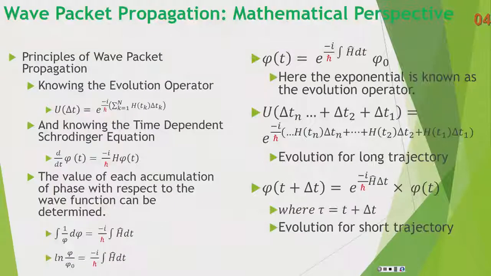All right, so mathematically, this is our evolution operator in the top part. And then since we know the Schrodinger time-dependent equation, we can simply use that and our evolution operator to define and derive a way to express the evolution for a long and short trajectory.